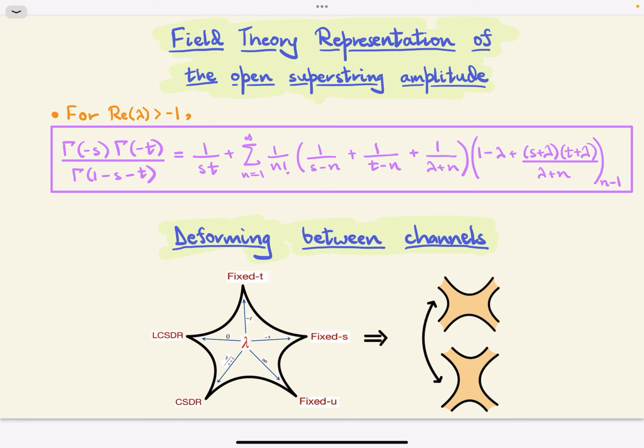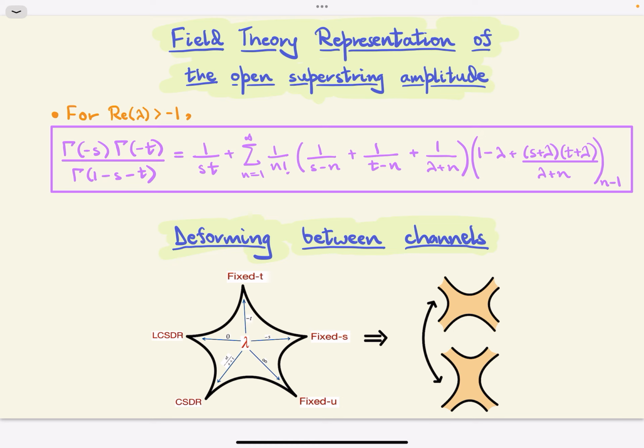Now let's apply this dispersion relation to the open superstring amplitude, and we get this remarkable formula which has the S channel pole plus the T channel pole plus the contact diagram. And this representation converges for all S and T except at the poles, where it is expected to diverge. The lambda parameter also lets you deform between the S channel and the T channel representation, because you can pick lambda equal to minus S and cancel the S channel poles, and lambda equal to minus T and cancel the T channel poles.